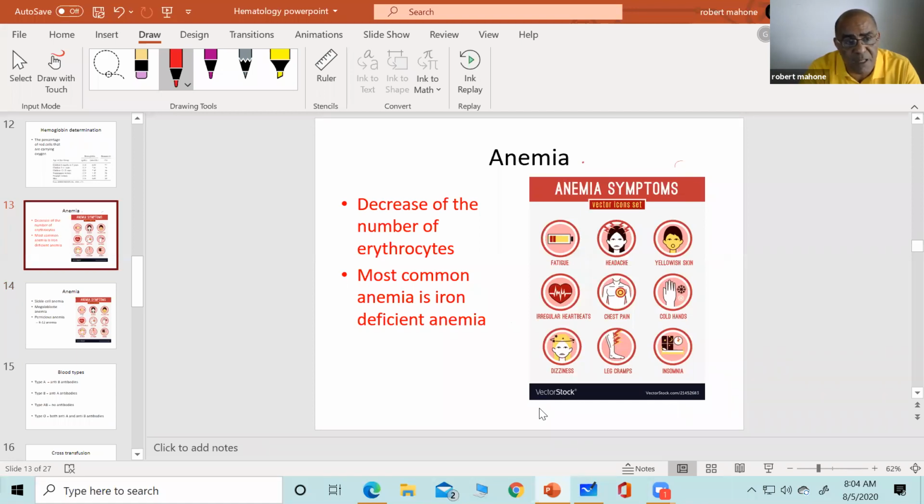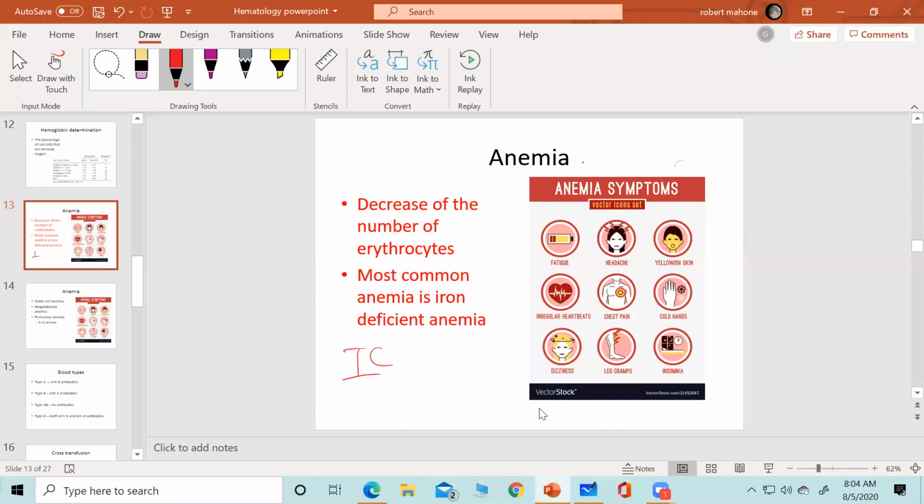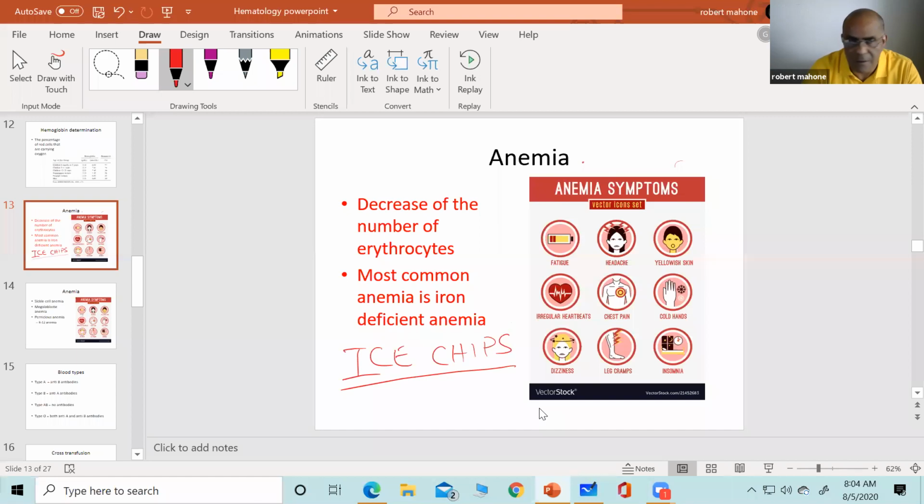It's something that they do. It's a craving. They crave ice. Ice chips. Ice. Yep. Just sitting there chomping on them.